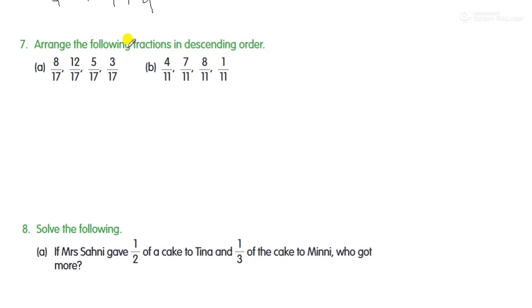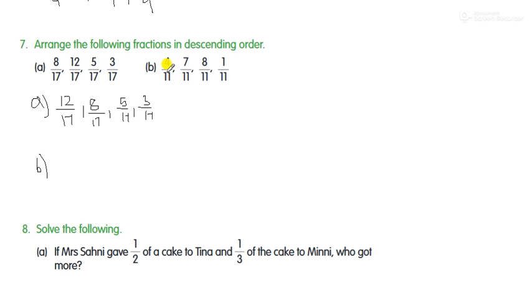Here, arrange the following fractions in descending order. So 8 by 17, 12 by 17, 5 by 17, 3 by 17. Descending means greater number to the smaller number. So here all the denominators are the same. If you compare the numerators, 12 by 17 is greater, the next greater is 8 by 17, again the next greater is 5 by 17, next 3 by 17.